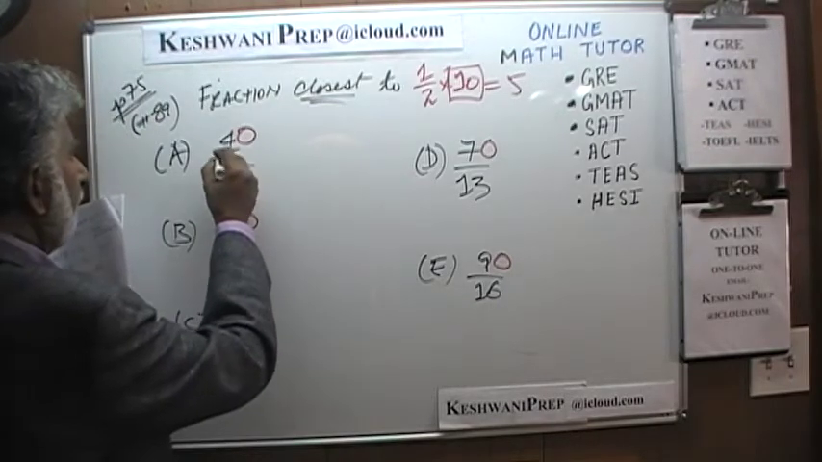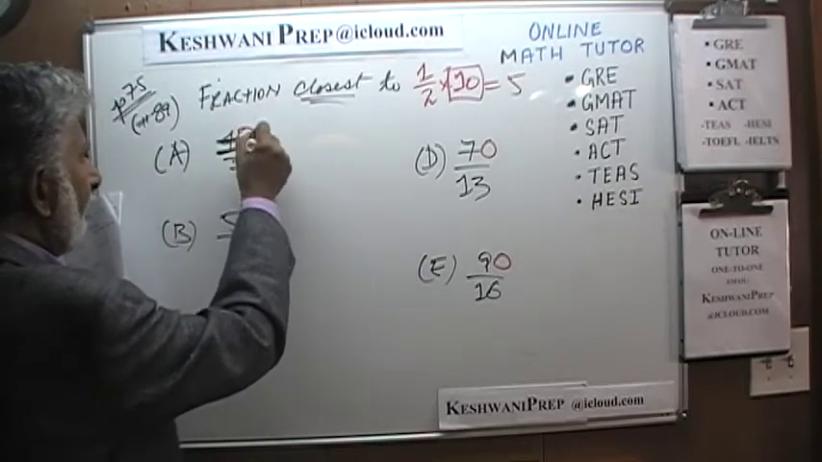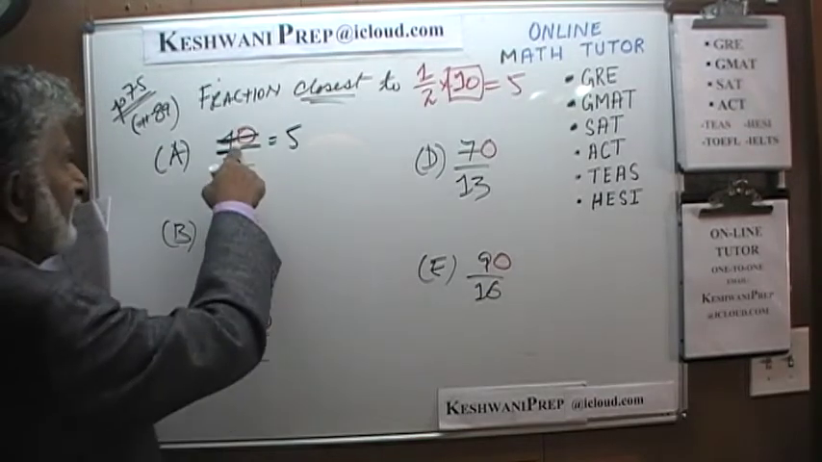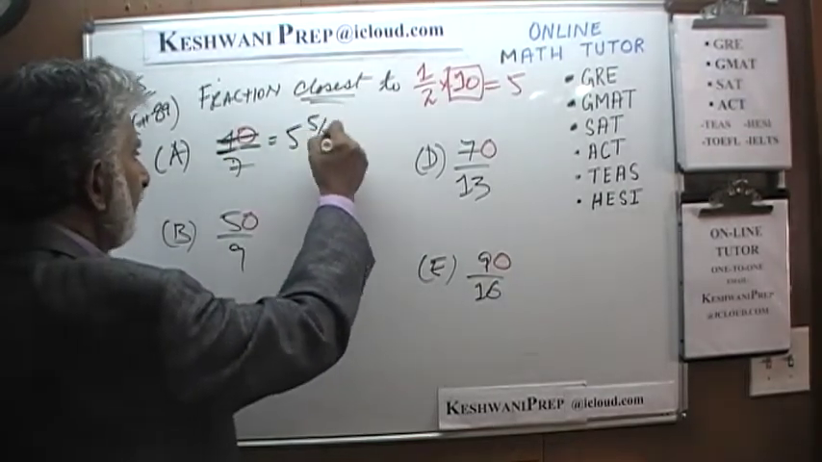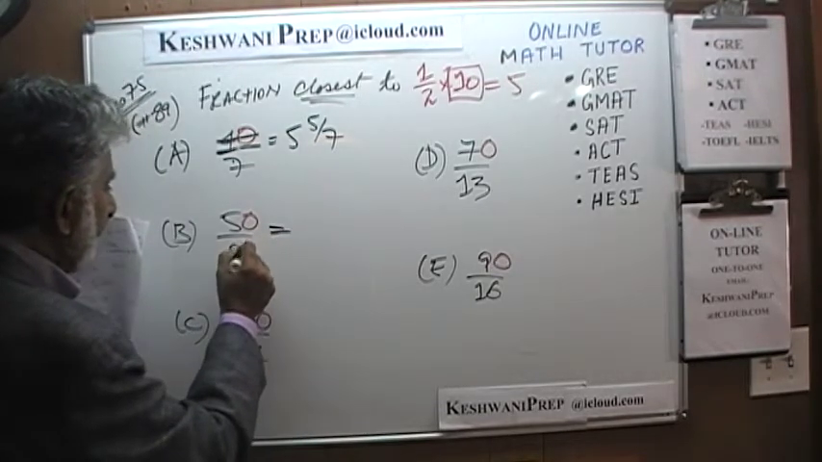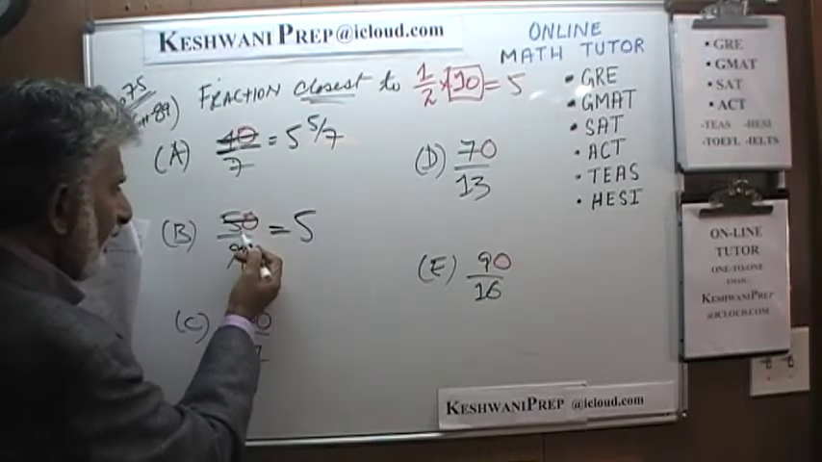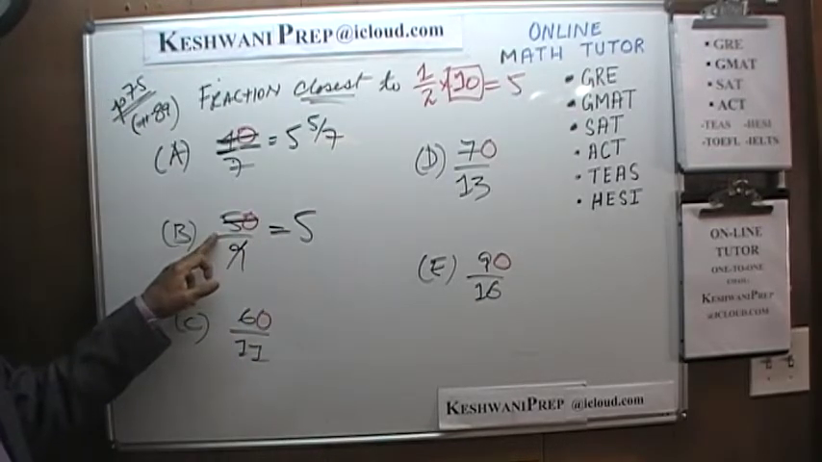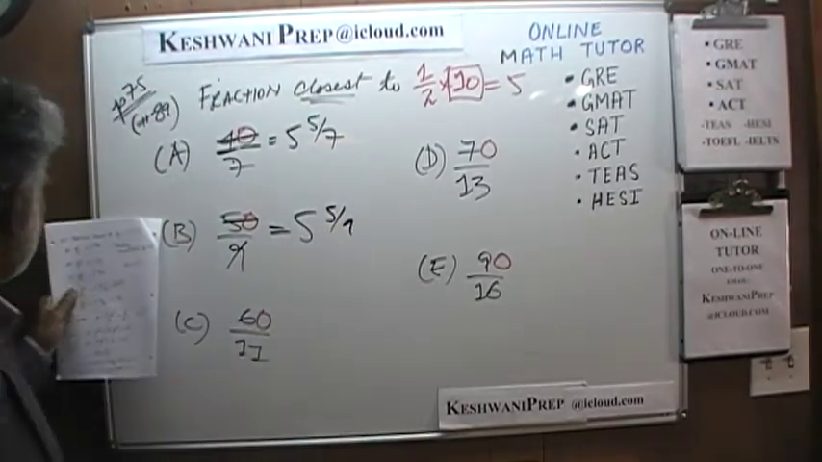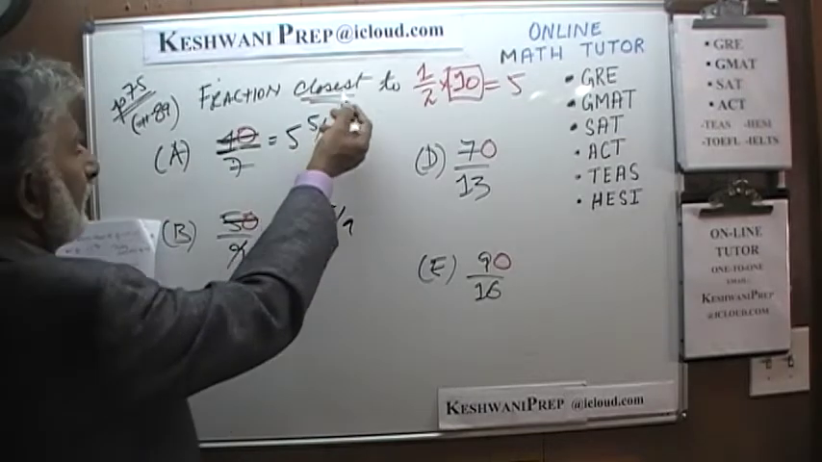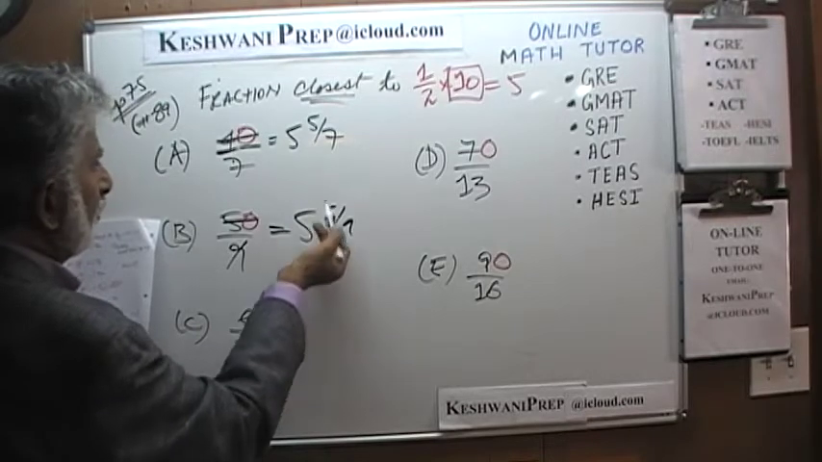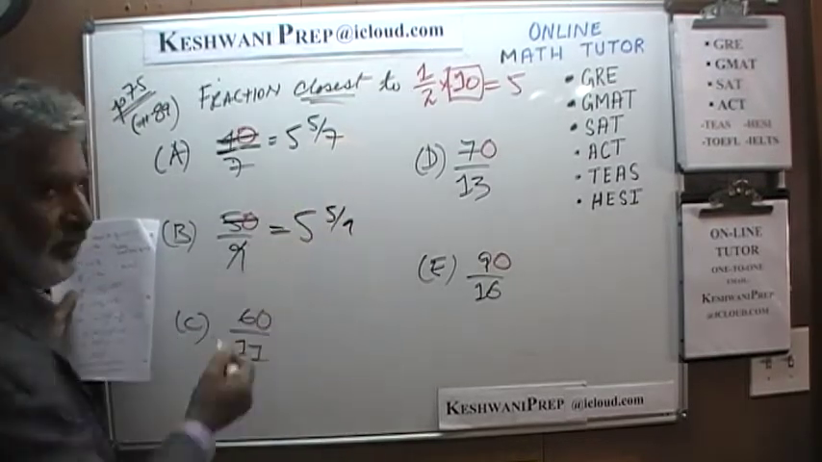So, 40 divided by 7. 40 has 5 7s, 5 7s are 35. After we take away 35 from the 40, we have a remainder of 5. So it looks like it's 5 and 5/7. Let's do 50 divided by 9. 9 5s are 45. After we take away 45 from the 50, we have a remainder of 5. So it's 5 and 5/9. And since we're looking for one to come the closest to 5, as you can see, 5/9 is already closer to 5 than 5/7 is.